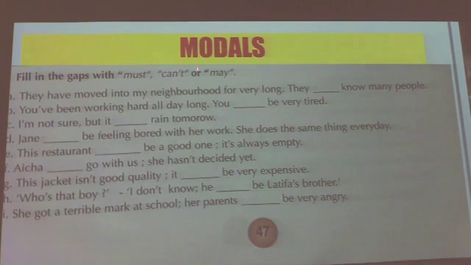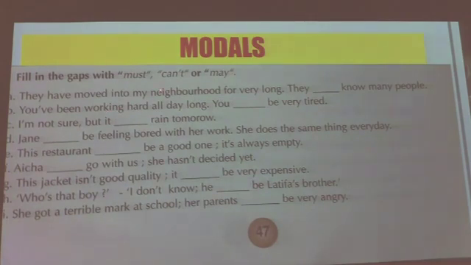Then the third modal here is may, okay? And it expresses possibilities, like for example when you say perhaps, when you are not sure about something. Yes, I'm going to read the sentences for you and make things clear, if need be. The first one, A, they have moved into my neighborhood. So to move is to go from one place to another.